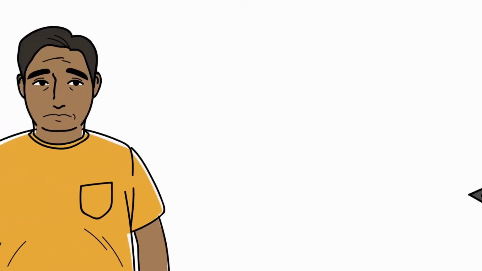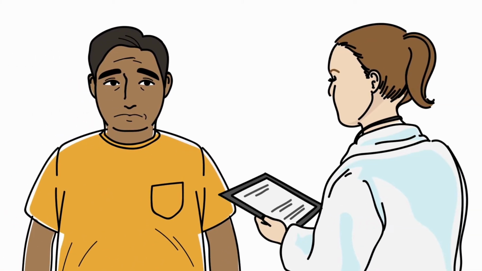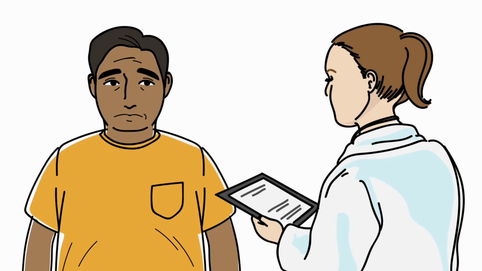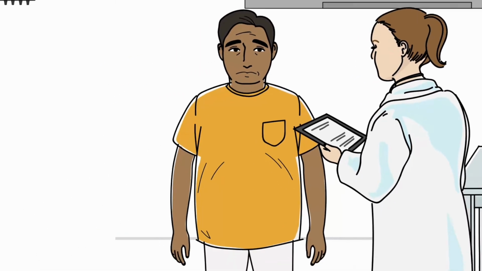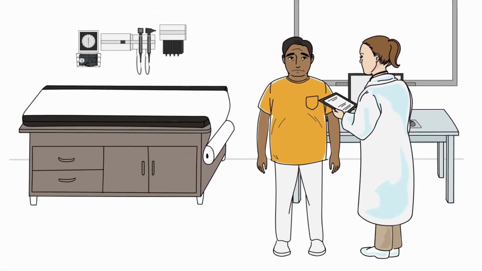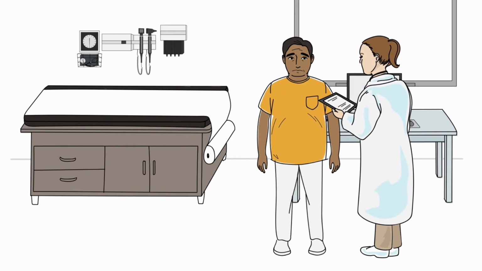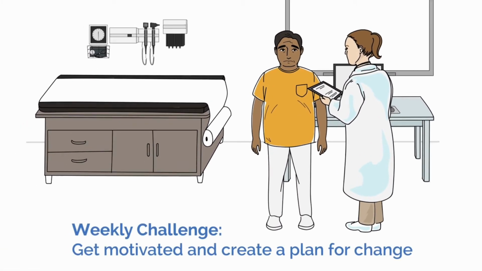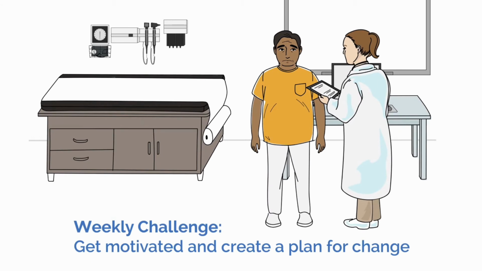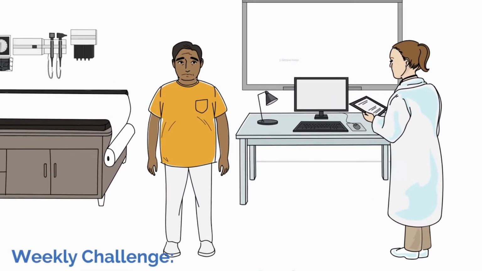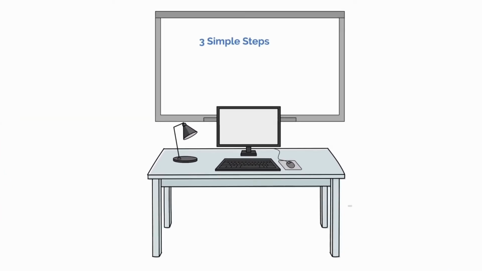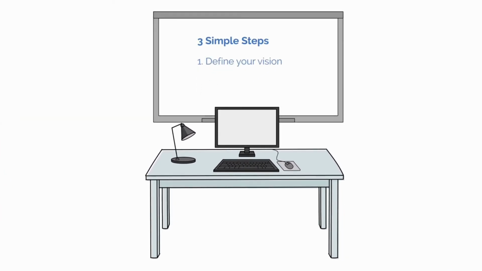Finding out you have cardiovascular disease or diabetes can be overwhelming. Improving your health usually involves making changes to your habits, and it's tough to commit to these changes. This weekly challenge will help you get motivated and teach you the steps to create a plan for change. Building new, healthier habits can be achieved through 3 simple steps. Define your vision, set a goal, and build an action plan.